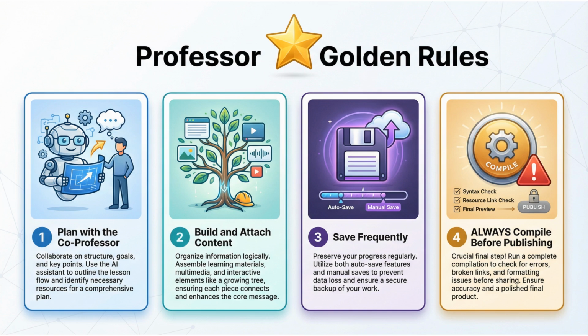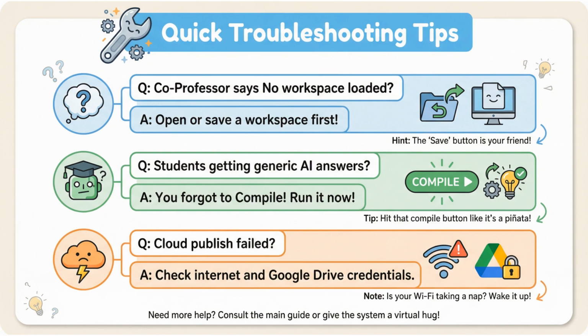A few golden rules to keep in mind. Always compile before publishing. Without it, the student AI tutor only has individual lesson notes, not the full course context. Save frequently. The database is rebuilt from your current tree on every save. And if the co-professor proposes the wrong structure, just click Reject and Modify. It will revise its plan without touching the database. It doesn't take it personally. It's a robot after all.